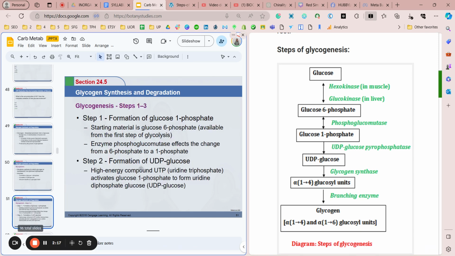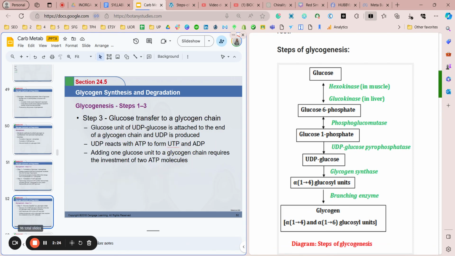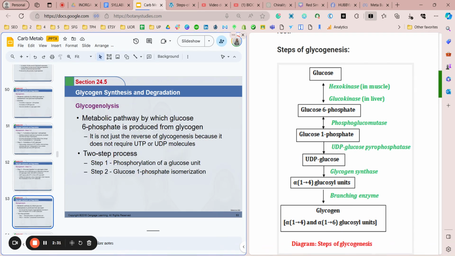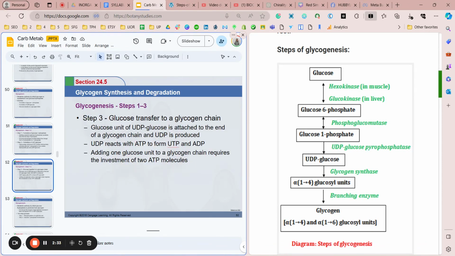So, this is the step-by-step process by which it is formed, but it would be helpful if you draw a diagram such as this one for you to better understand the process of glycogenesis.